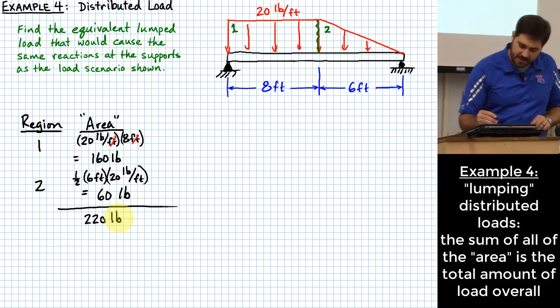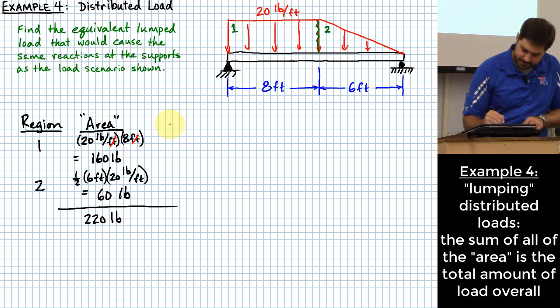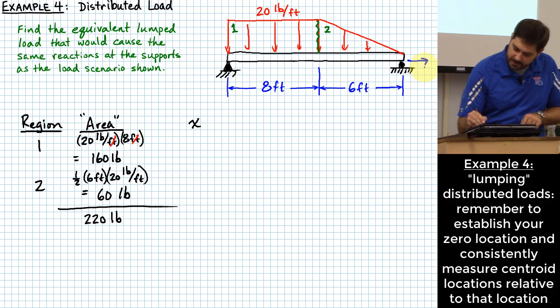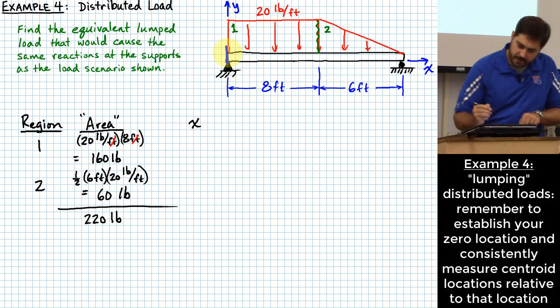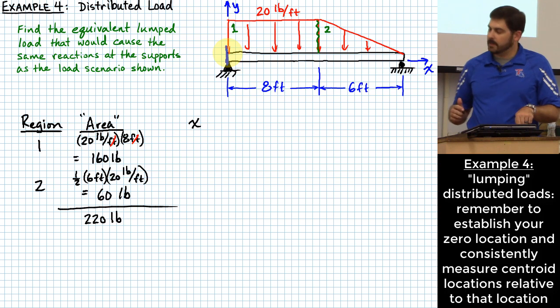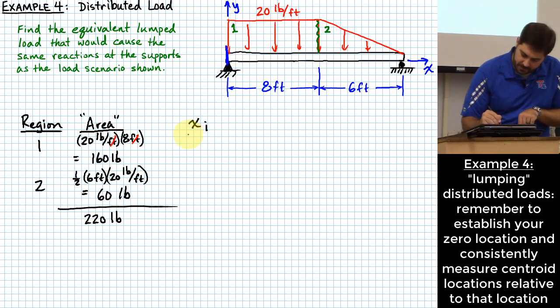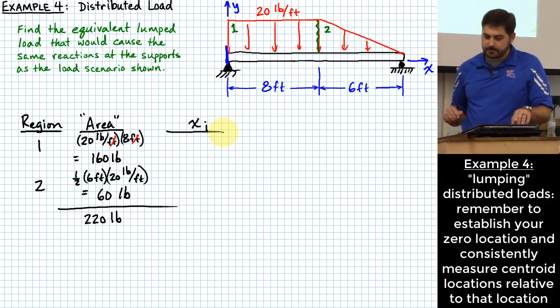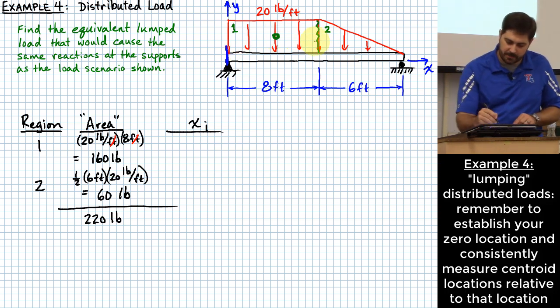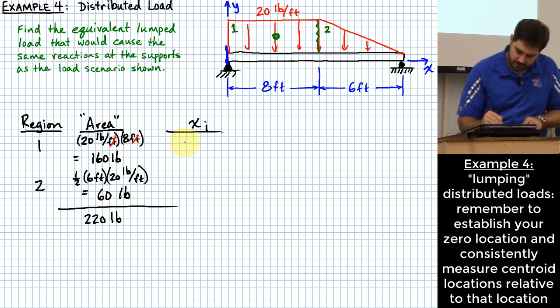Now what do I do in my next step? Okay. Let's go ahead and establish our coordinates, right? Let's say this is my x direction, and I'll call this my y direction, meaning this is my 0 location over here on the left. Okay. So my x sub i values, what is it going to be for region 1? 4 feet. The reason you know that is you're going to go halfway across that rectangular region right there. So we'll say 4 feet.